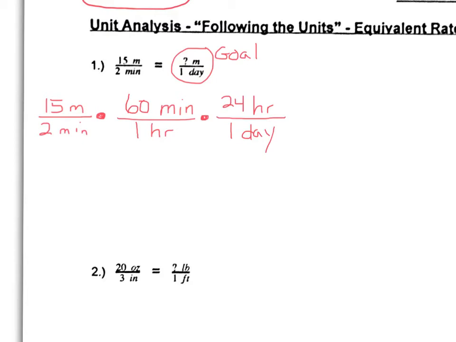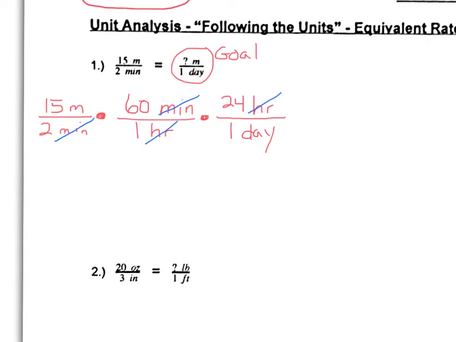And remember, when you cancel anything in the bottom with anything in the top, anything that's alike, so minutes cancels with minutes. We're actually canceling the units. That's called unit analysis. And we can also cancel hours and hours. Now, what we have on the top for units, if you look at the top, we have M for meters, and that's all. All these are gone. And on the bottom, the only thing we have left is days. And that's what we want, meters and days.